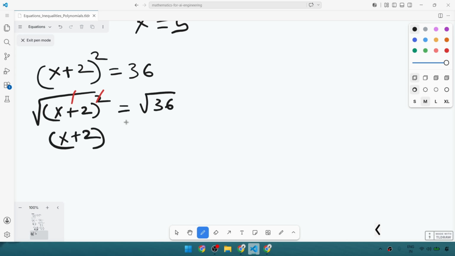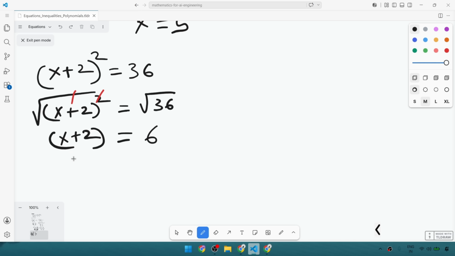And then at the right hand side what will happen? Square root of 36 is going to be 6, right? 6 into 6 equals to 36. It is also a perfect square, so we can write it as 6. And now we have this parenthesis, so we can solve whatever is there inside the parenthesis.